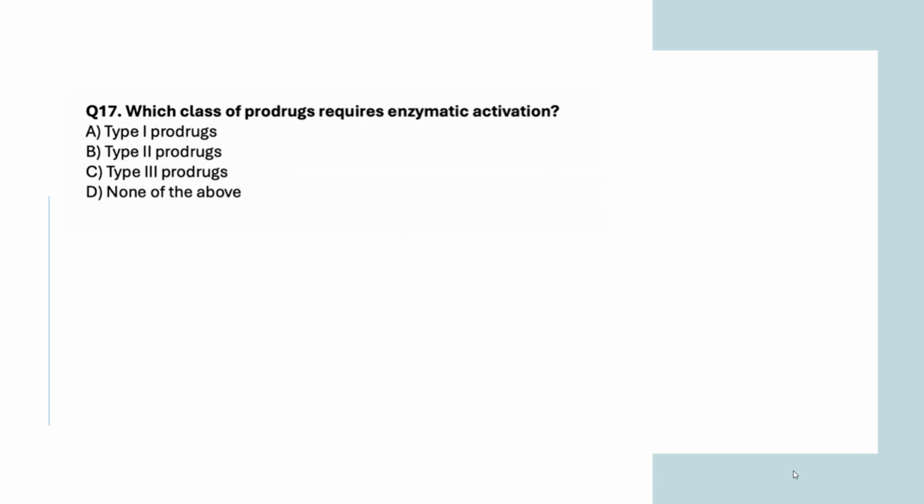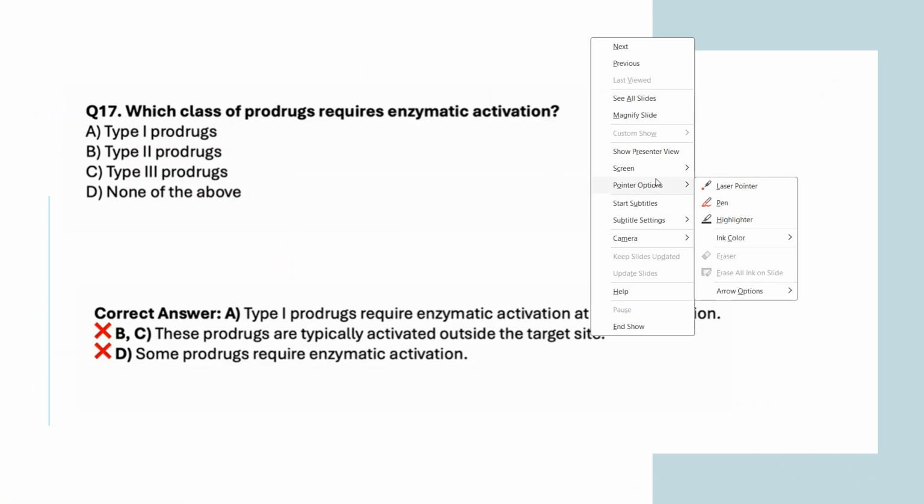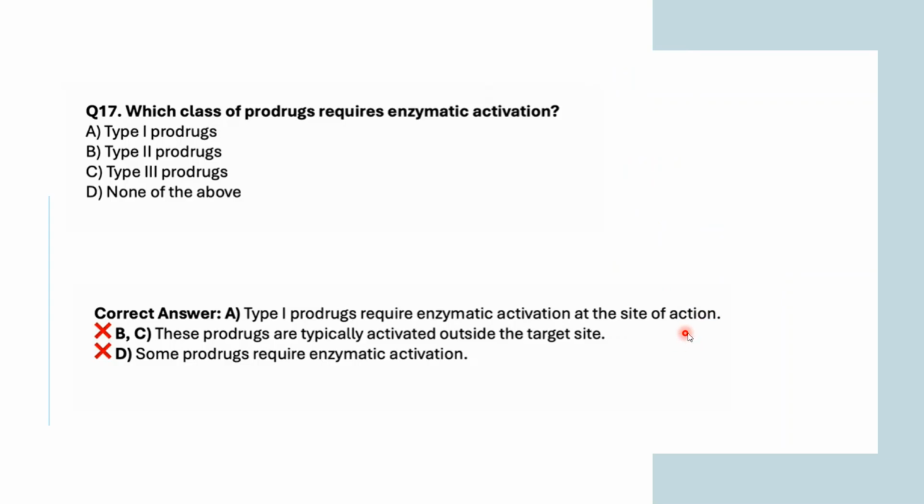Right. So, the right answer is type 1 prodrug. This type 1 prodrug requires the enzymatic action at the active site. So B and C, that is type 2 and type 3 prodrugs, are typically activated outside the target site. And some prodrugs require enzymatic action, right? So activation is required for type 1 prodrugs, not for type 2 and type 3.